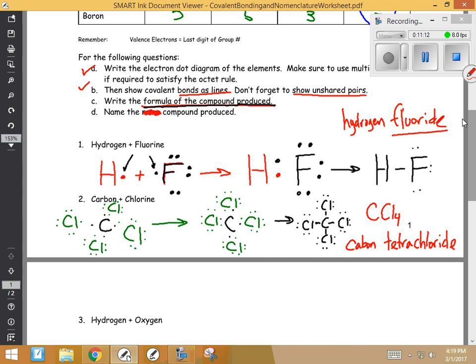And up here, for the previous one, where I forgot to write the formula, it is HF. Pretty simple. I'll write that over here. HF, 1 hydrogen, 1 fluorine, known as hydrogen fluoride or hydrofluoric acid. We'll get into the acid later. Why don't you go ahead, I'm going to pause, and you go ahead and work a few yourself, and I'm going to do these by myself.